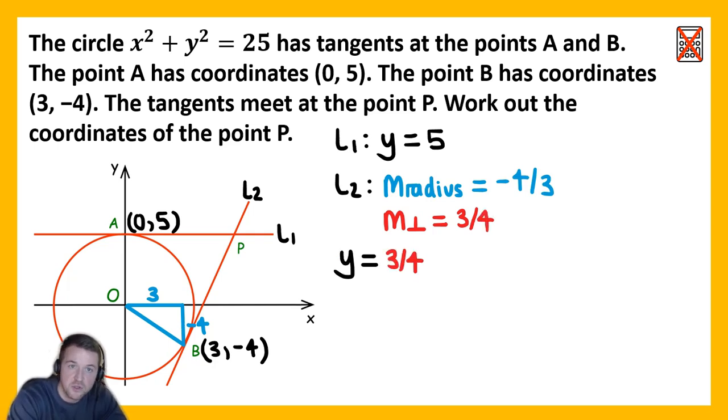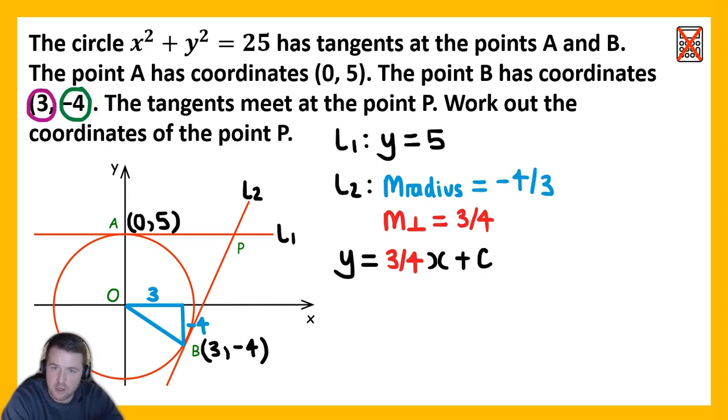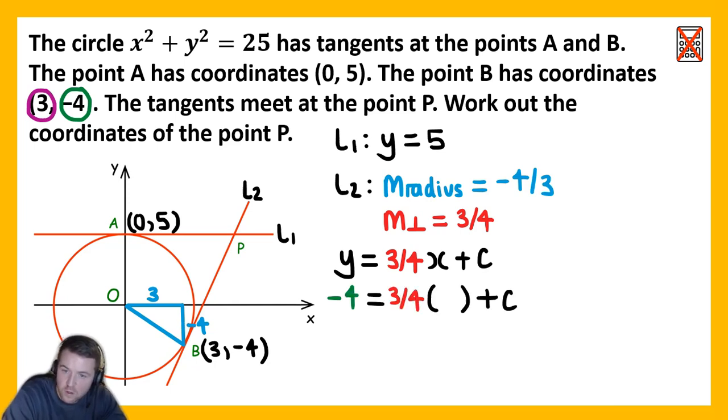I can now substitute into y equals mx plus c and begin to find my y-intercept by substituting a coordinate which I know lies on the line. That coordinate would be B, (3, negative 4). Take the x and corresponding y value and substitute. Y, which is negative 4, is equal to 3 over 4 lots of 3 plus c. Simplifying, negative 4 is equal to 9 over 4 plus c.